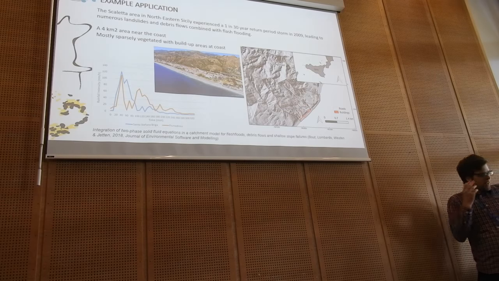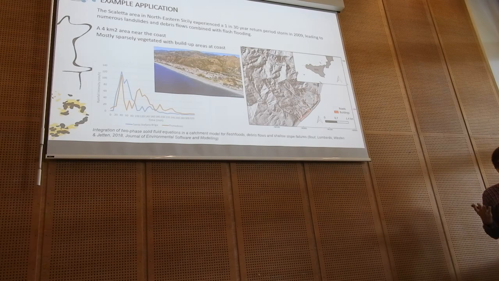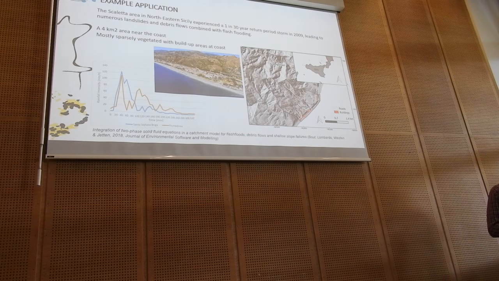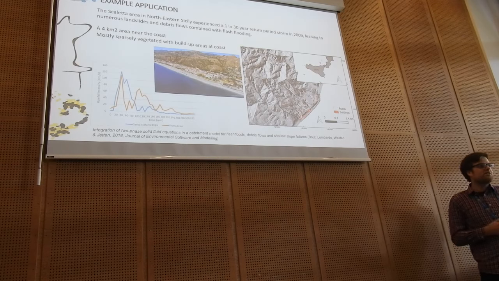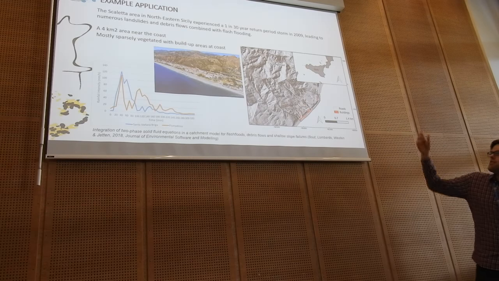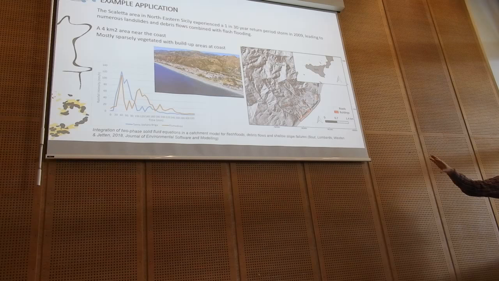So this is the Scaletta area in northeastern Sicily. It experienced, I think it was a 1 in 30 year return period event, convective storm, 2009, leading to really high density of landslides in a small area. Well, the areas, as you can see on the image, some build-up areas on the coast. The rest is mostly sparse vegetation. And the rainfall intensities are on the left. So there was quite an intense peak, more than 120 millimeters per hour intensity.